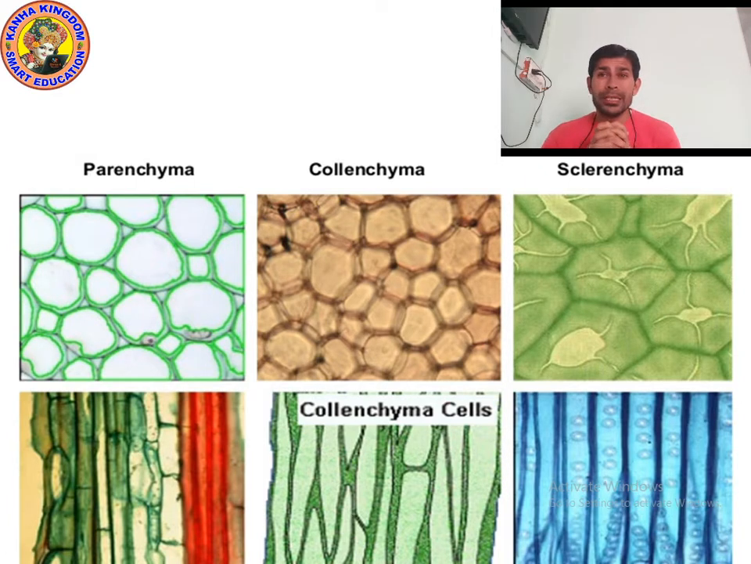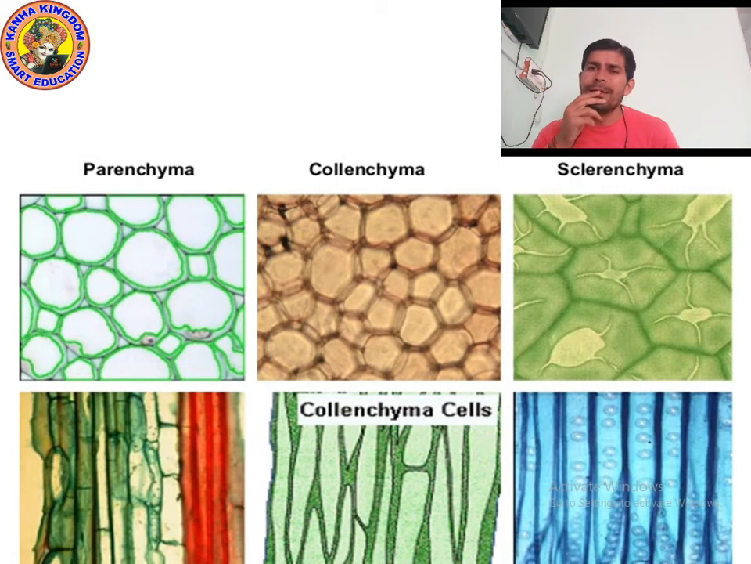Permanent tissues are of two main types: simple permanent tissue and complex permanent tissue. Today we will study about complex permanent tissue. So what are simple permanent tissues? Simple permanent tissues are made up of one type of cell, and they are of three types called parenchyma, collenchyma, sclerenchyma. Kids, let's talk about parenchyma, collenchyma, sclerenchyma first, then we will study about xylem and phloem.